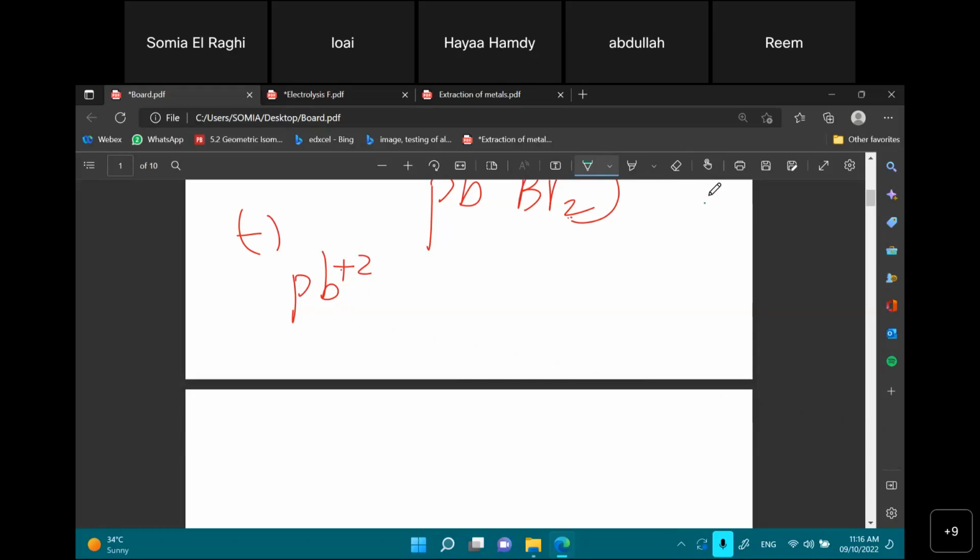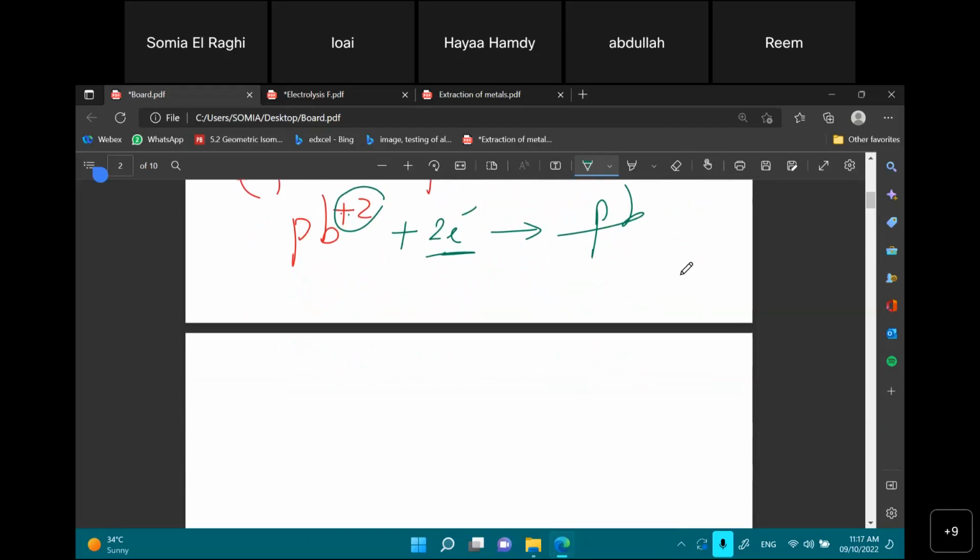Yes, we add 2 electrons. What are you waiting for? So we add 2 electrons and we get lead. So the number of electrons here is exactly the value of the charge. Thank you, Abdullah. Then the bromide ion here, I have Br minus. I will do the same way as we did with chlorine. So negative 1 e, we get Br, which is always diatomic, with 2 in front.